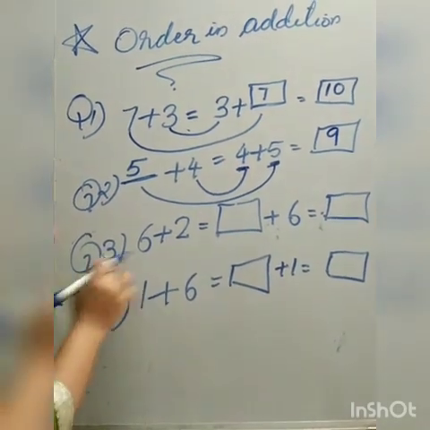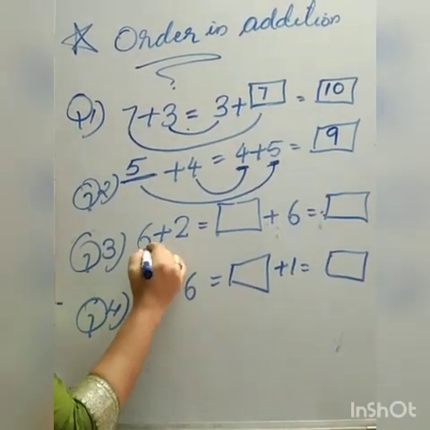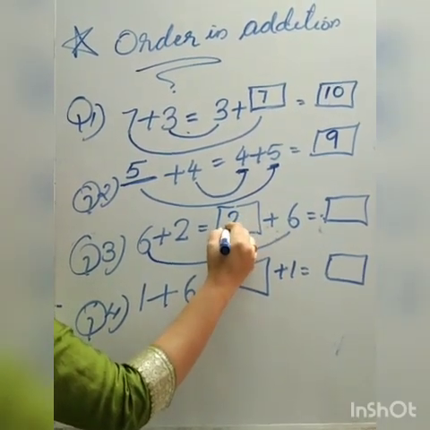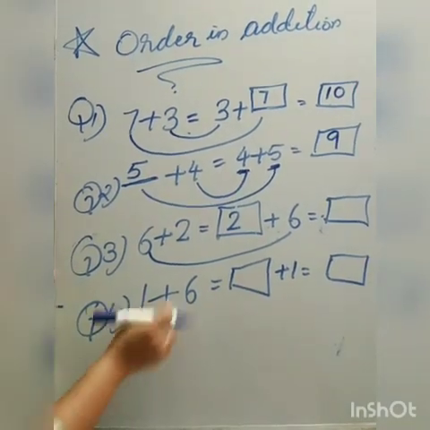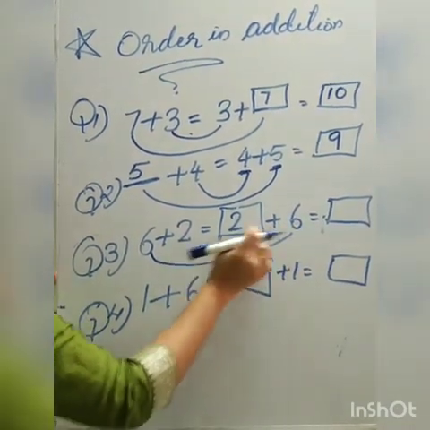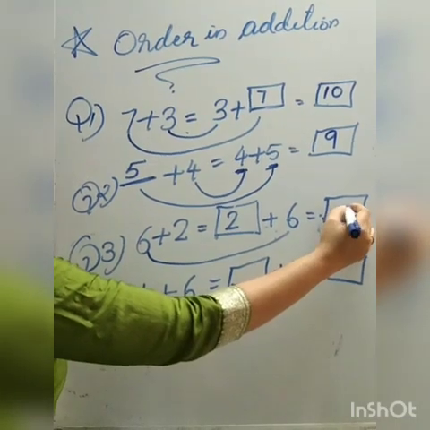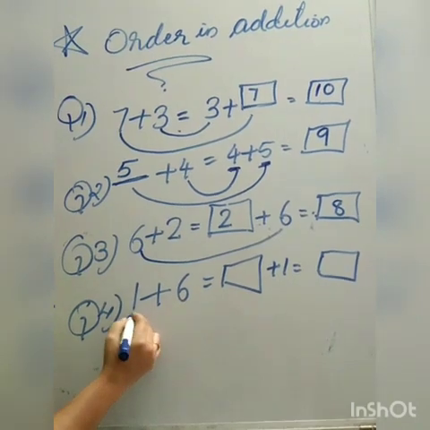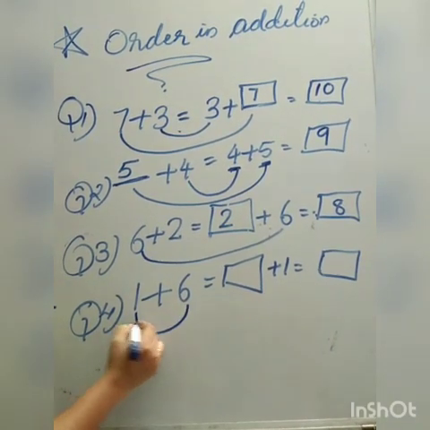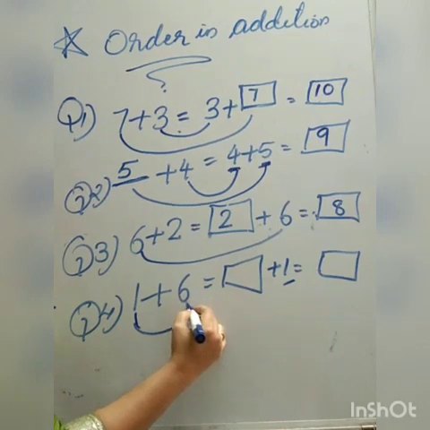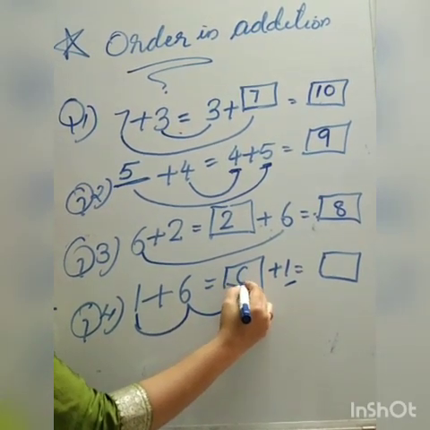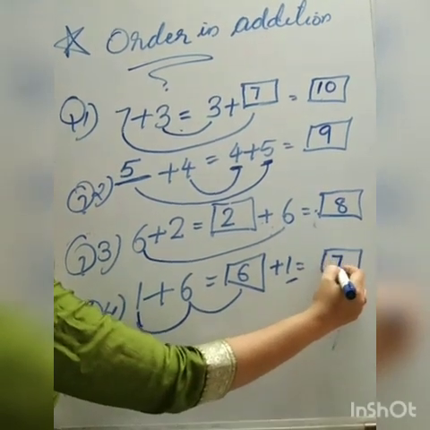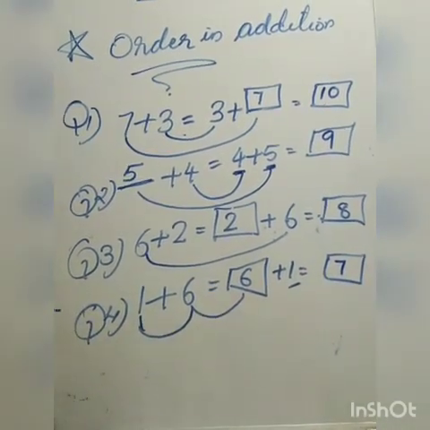Question number 3. 6 plus 2. 6 is given here. So 2 is remaining. So fill up with the 2. And add these numbers. 2 plus 6 is equal to 8. 1 plus 6. The numbers are 1 and 6. Here 1 is given. So 6 is remaining. 6 plus 1 is 7. Clear?